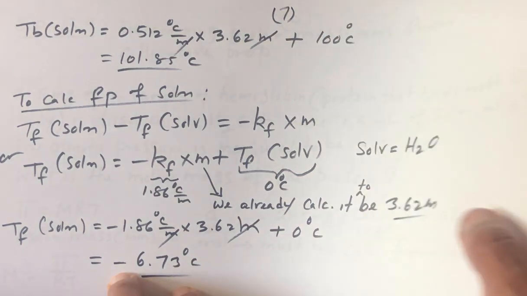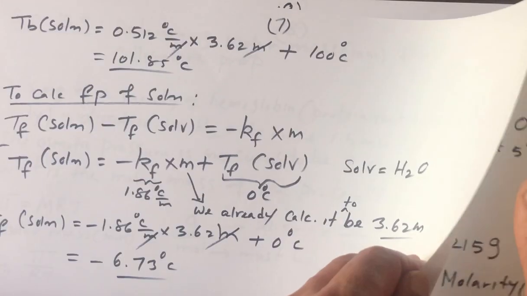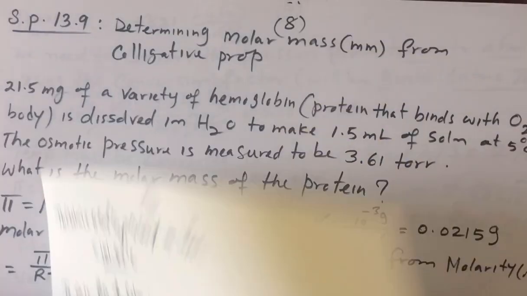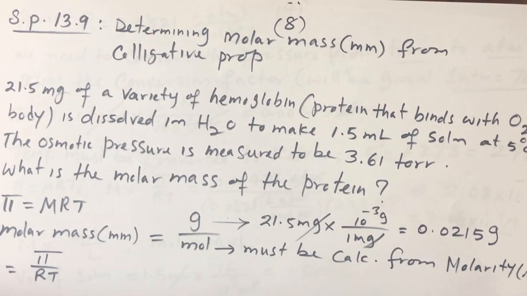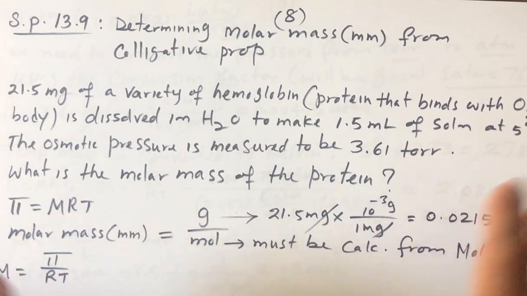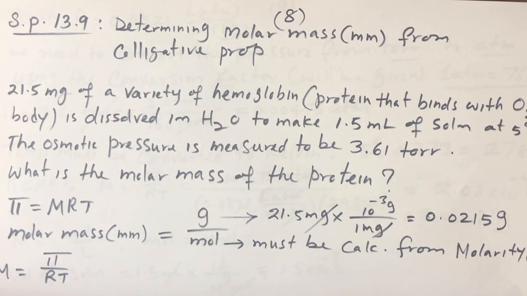So again, the freezing point of the solution is now negative 6.73, which is compatible with the concept of freezing point depression, because it's gone from 0 to negative 6.73. So therefore, that's a depression, or that's a lowering of the freezing point. The next problem deals with the calculation of molar mass from colligative properties.